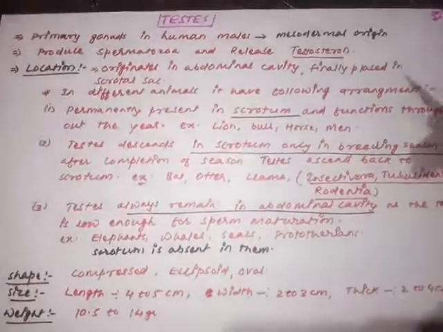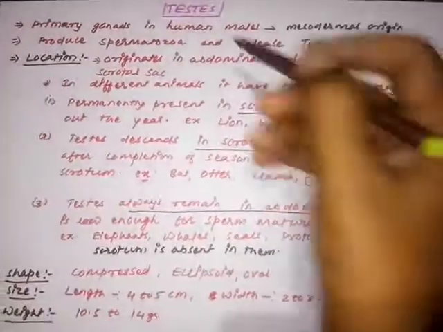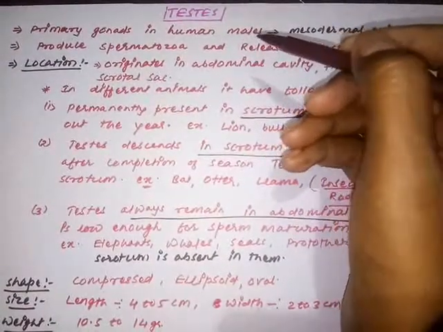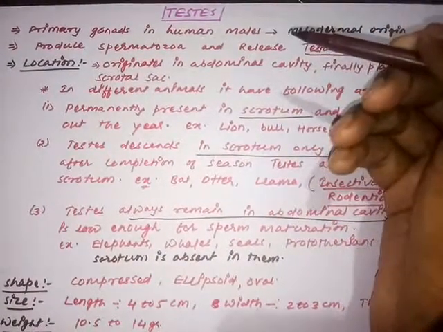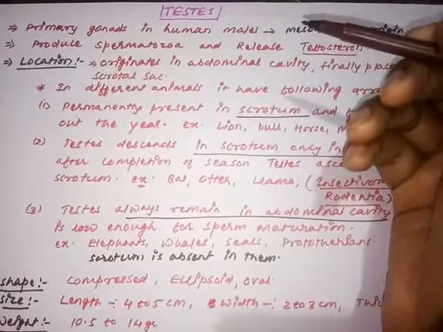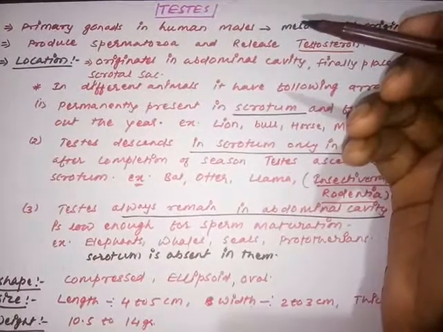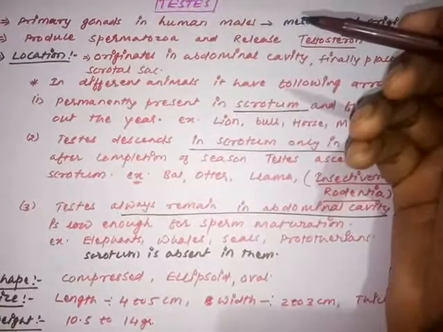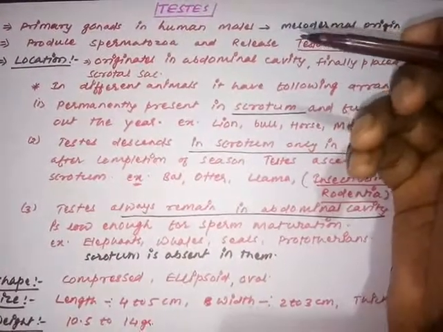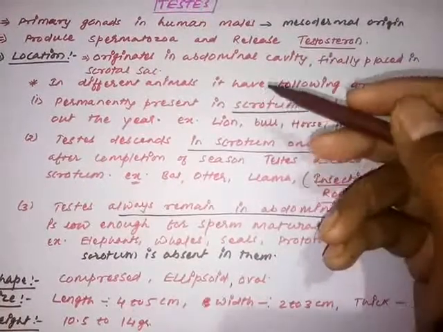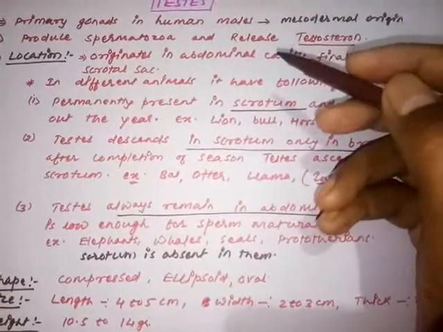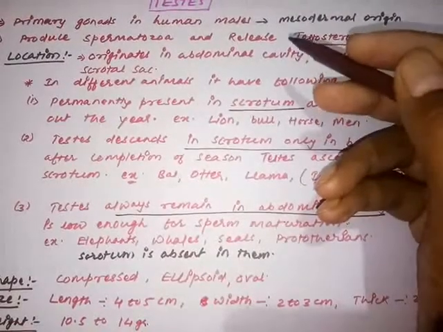So students, we are just going to start with the new topic, that is testis. In the previous lecture we have seen that the testis is lying inside the scrotal sac, which is completely safe, and the purpose of the testis to descend down into the scrotal sac is to maintain the required temperature for the development or maturation of the sperm. So now we are moving into the details of the testis.